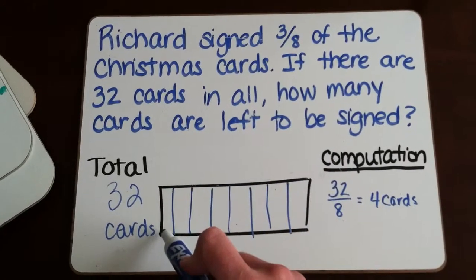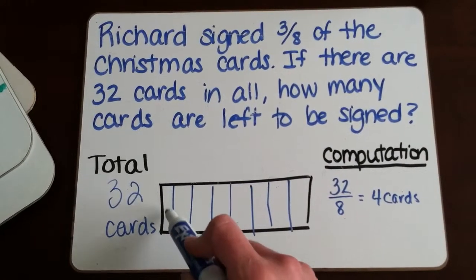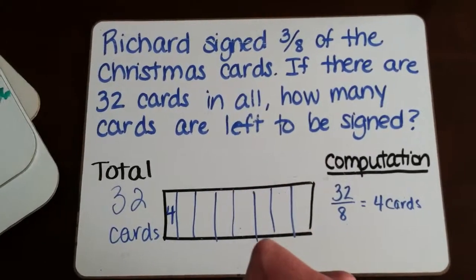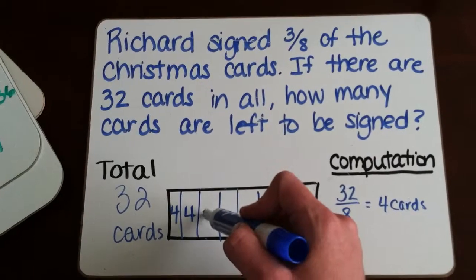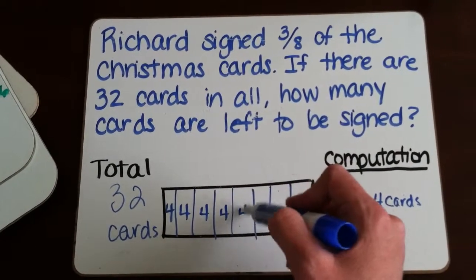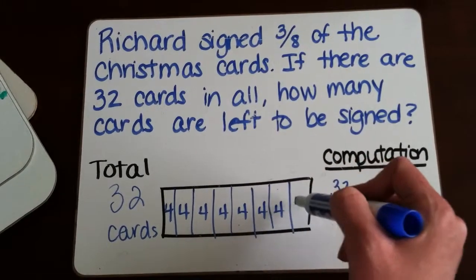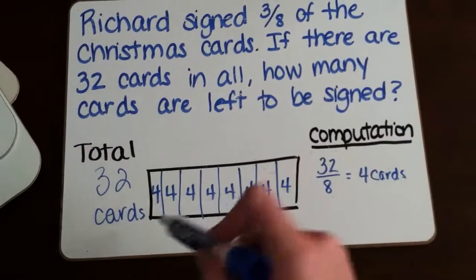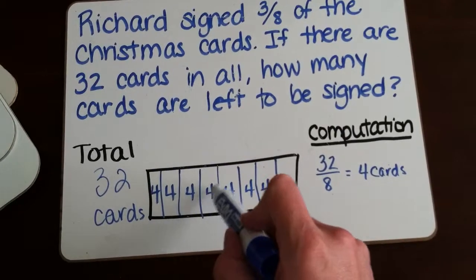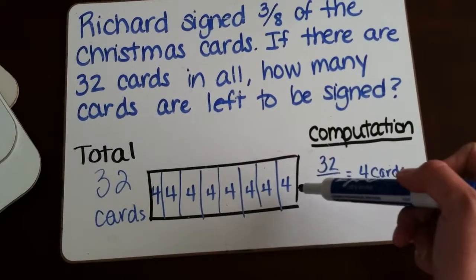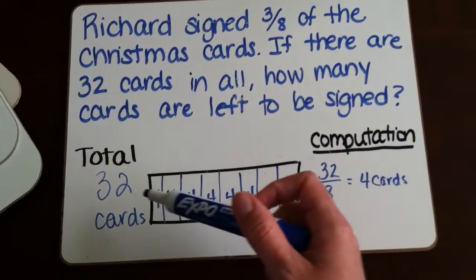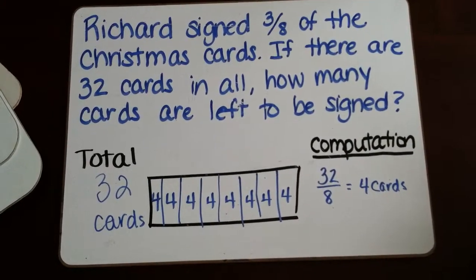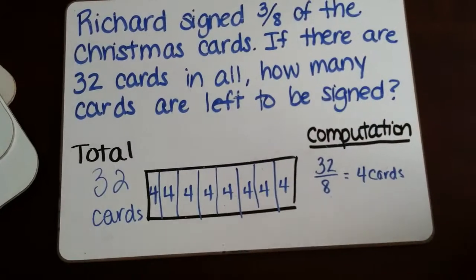So I divided into 8. So each of these pieces, like this one right here, would be 4 cards. And this one also, and so on. I could check myself right here to make sure that I did the right division. How many 4s do I have? 1, 2, 3, 4, 5, 6, 7, 8. I could multiply 4 times 8, or I could add all those 4s together. Either way, ends up being 32. So we're good so far.